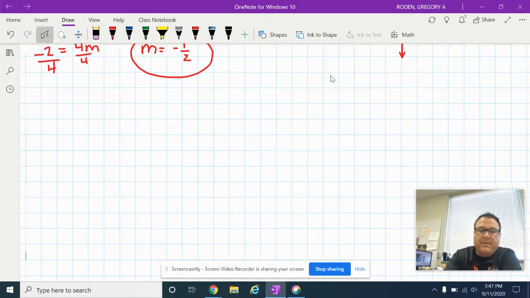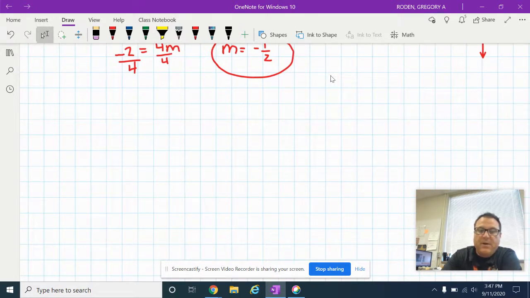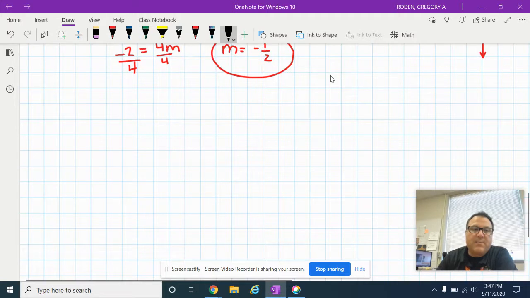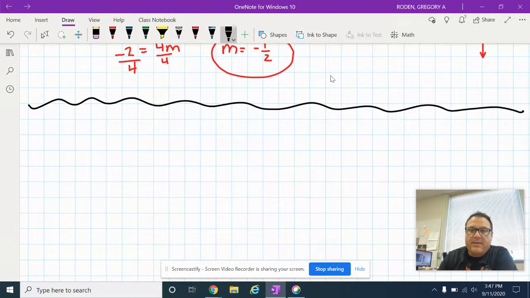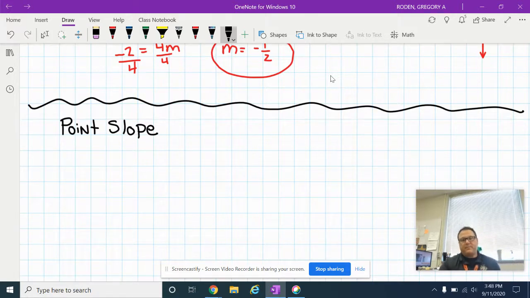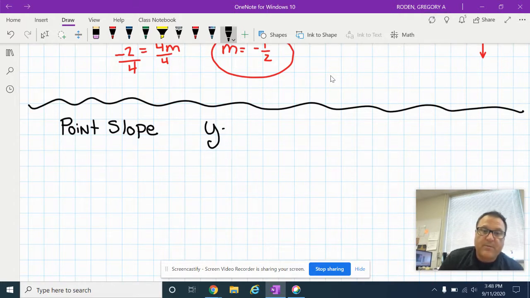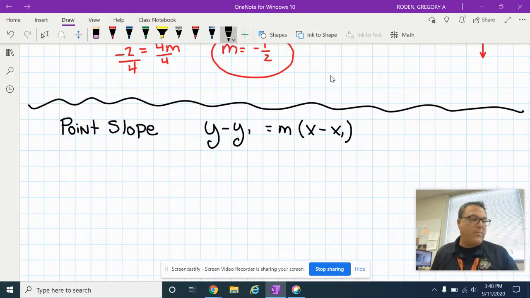Now, the last thing I want to talk about, my guess is you've seen a lot of these and this is a little bit of a review for you, but the last thing you probably haven't seen as much of is called point slope. Now remember, at the beginning of this video, I said that the equation for point slope is y - y1 = m(x - x1). So let's take a look at an example.